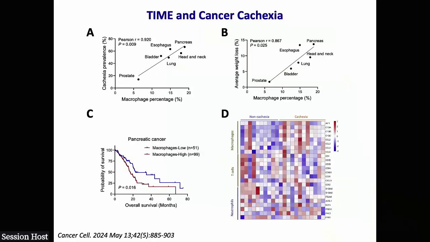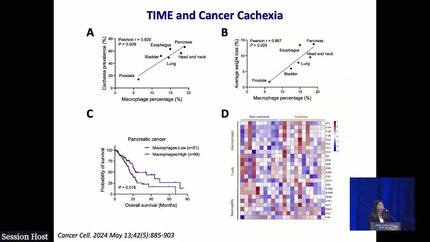Since we don't know the correlations between the immune microenvironment and cancer cachexia, we first analyzed the correlations between the immune microenvironment and the cachexia prevalence. We found that macrophages are positively correlated with the cachexia prevalence as well as the weight loss of the patients. We also found that pancreatic cancer patients with a high macrophage percentage have poor survival.